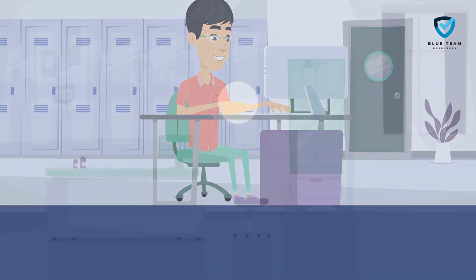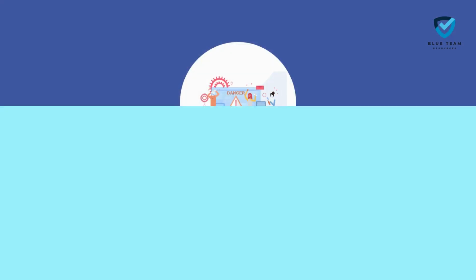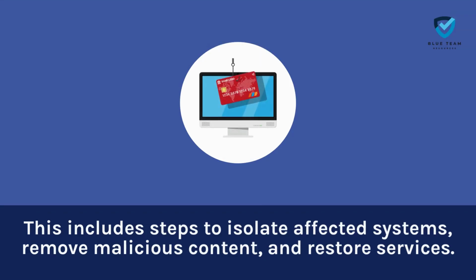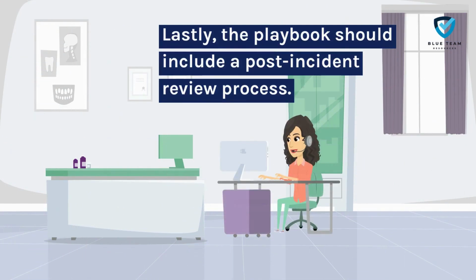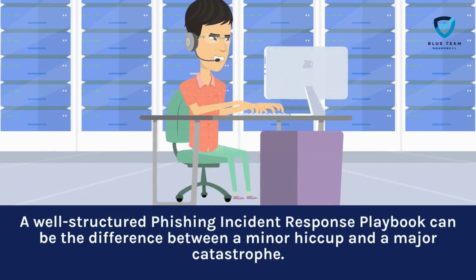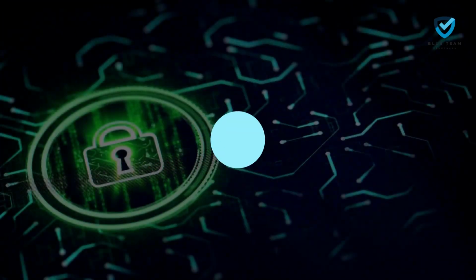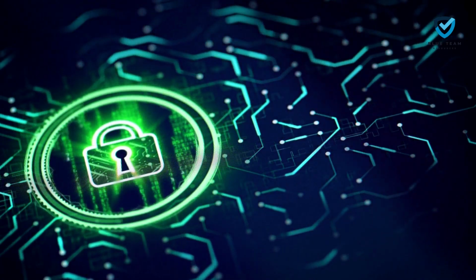Thirdly, it should provide a comprehensive plan for containment and eradication of the threat. This includes steps to isolate affected systems, remove malicious content, and restore services. Lastly, the playbook should include a post-incident review process. Here, we analyze what went wrong and how we can improve. A well-structured phishing incident response playbook can be the difference between a minor hiccup and a major catastrophe. In the world of cybersecurity, preparation is not just the key, it's the lock, the door, and the entire building.